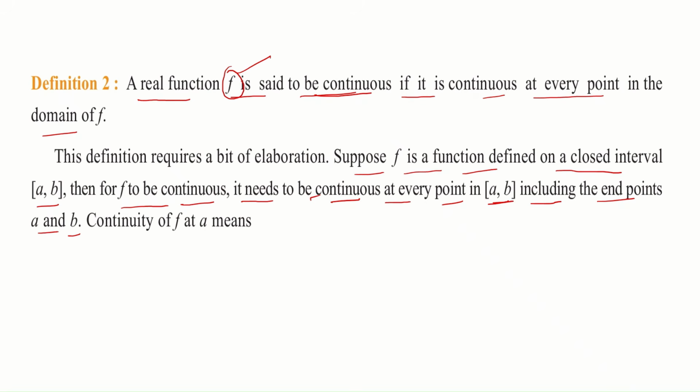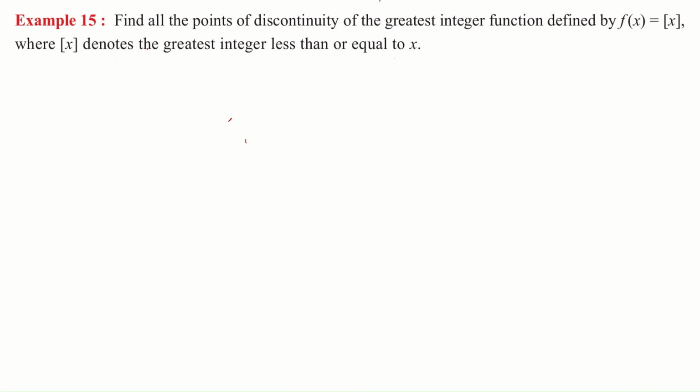Okay, for this I'm going to discuss one example: find all the points of discontinuity of the greatest integer function defined by f(x) = [x], where this denotes the greatest integer less than or equal to x. In this we have to understand what the greatest integer function is.